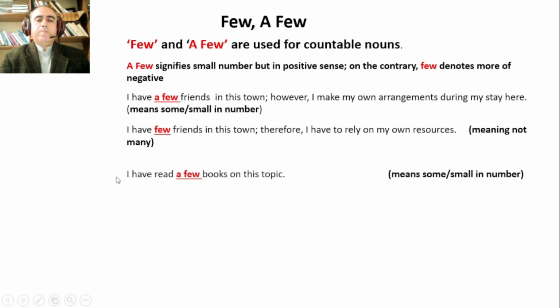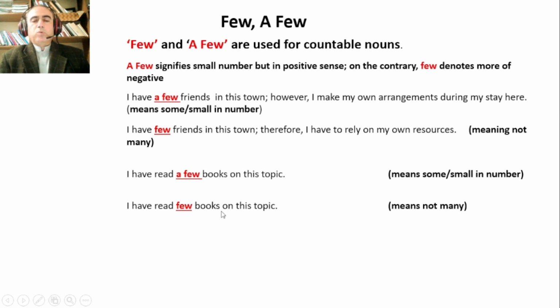Another example, I have read a few books on this topic, giving a positive sense that I have read some books, though small in number. I have read few books on this topic, it means not many, giving a sense of negative.